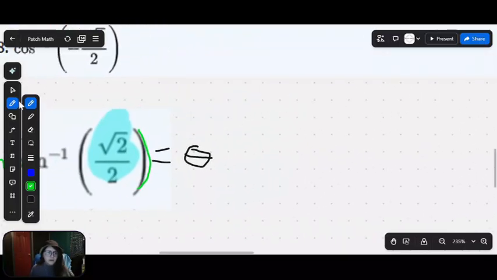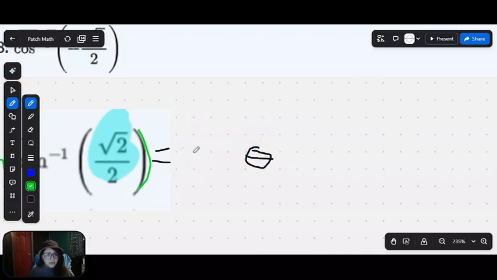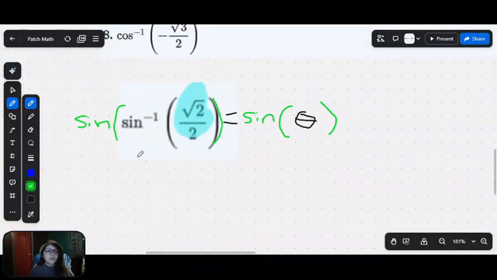And I'm going to move my theta over because what we do to one side, we have to do the exact same thing to the other. So we have to take the sine of this entire side too. Sine of theta. Well, why is it important we write it this way? Sine of sine inverse, that cancels. Now we know we have square root of 2 over 2 is equal to sine of theta.